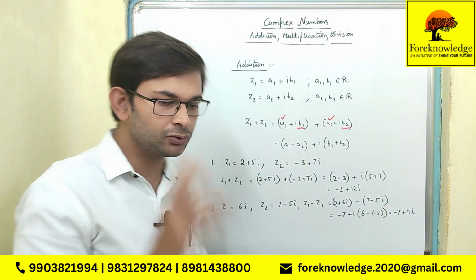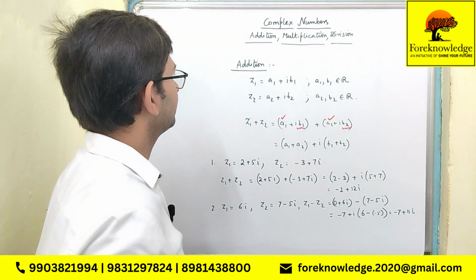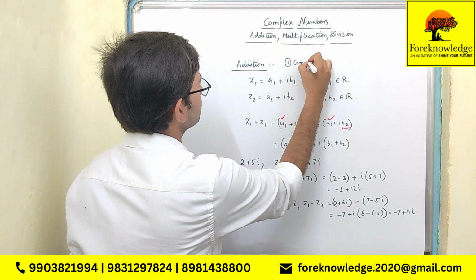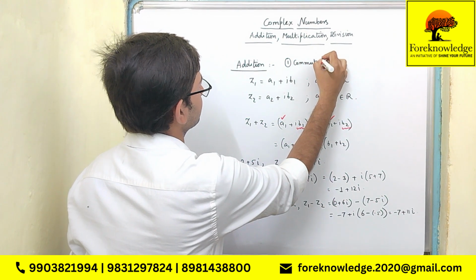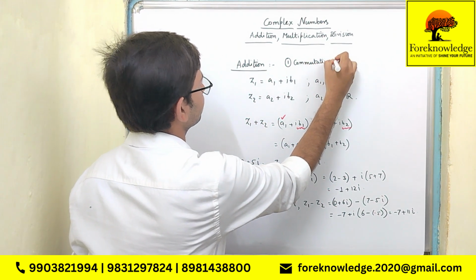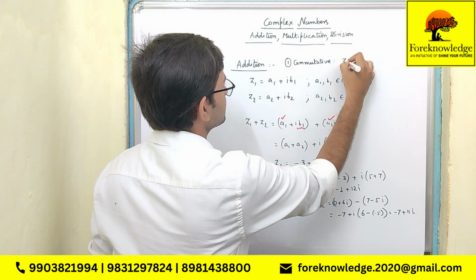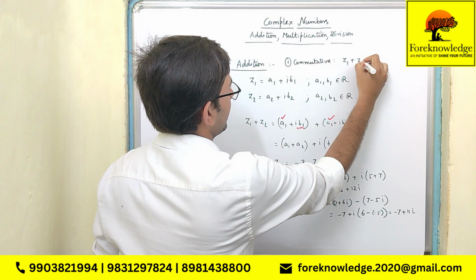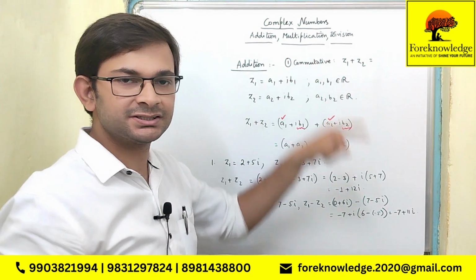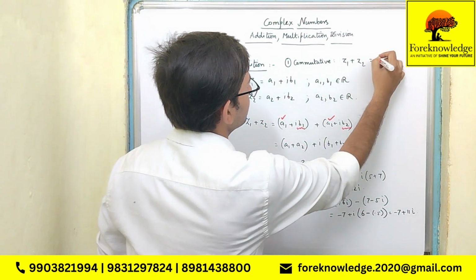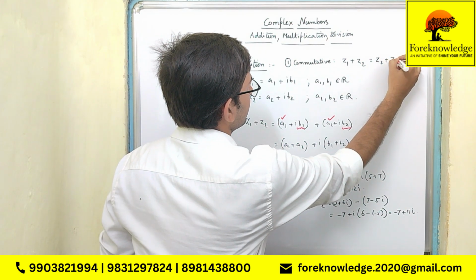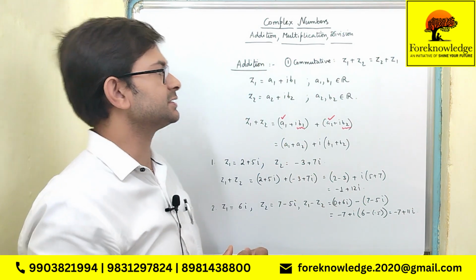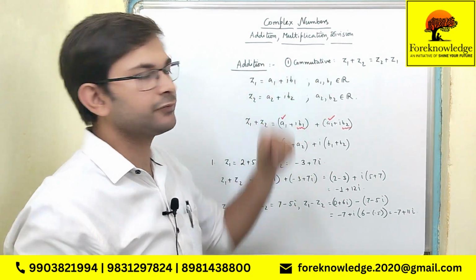Now there are two properties for addition. Number one is that it is commutative. Complex number addition is commutative. That means if you have two complex numbers z1 and z2, whether you perform z1 plus z2 or z2 plus z1, you will get the same result. This is the first property, the property of commutativity.